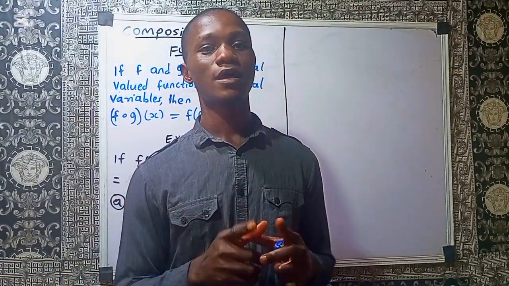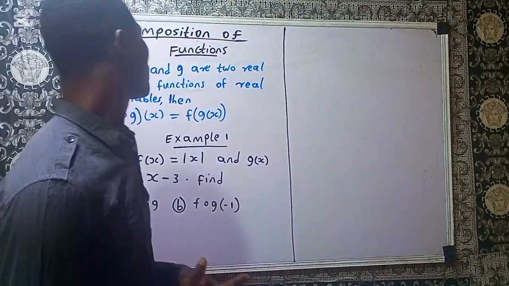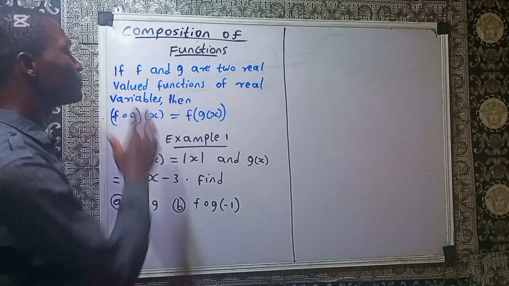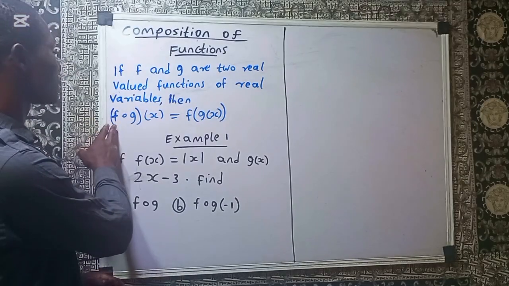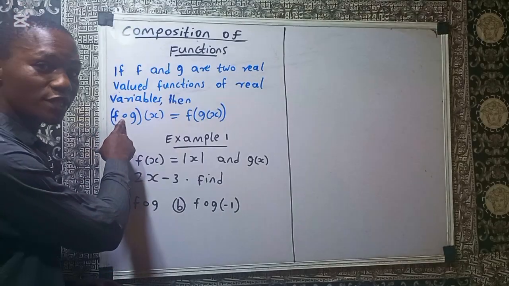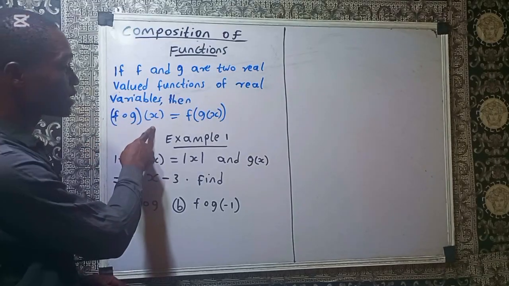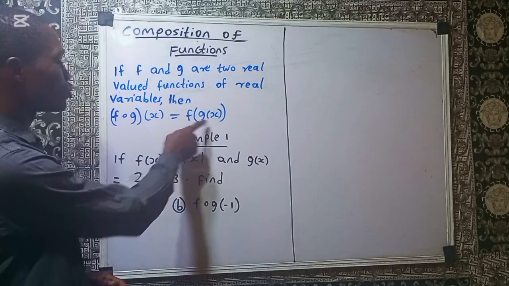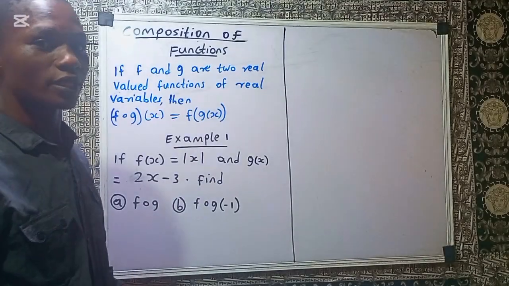This is mathematics class. Today we'll be considering this topic, composition of functions. Assuming that you have two real valued functions, f and g, of real variables, then f composition g of x, you read this as f composition g of x. This small zero here is the composition symbol. So f composition g of x is equal to f of g of x. So you are putting g of x inside what? F. So that's what the result will give you.